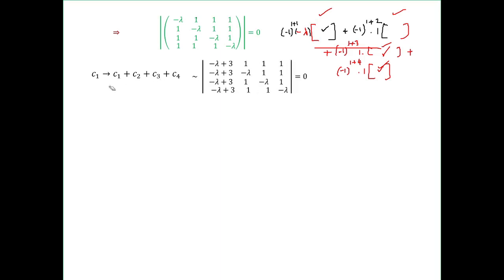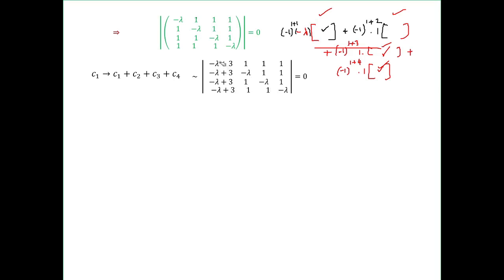So therefore what I am doing now, in C1 I'm adding all the columns. So minus lambda plus 1 plus 1 plus 1, what will you get? Minus lambda plus 3, in the first column. Similarly here 1 minus lambda plus 1 plus 1, what will you get? Minus lambda plus 3, like that. So similarly minus lambda plus 3, minus lambda plus 3, and these entries are same as it is. So the second column is not modified, the third column is not modified, the fourth column is not modified. As it is I have written the second column, third column, and fourth column.